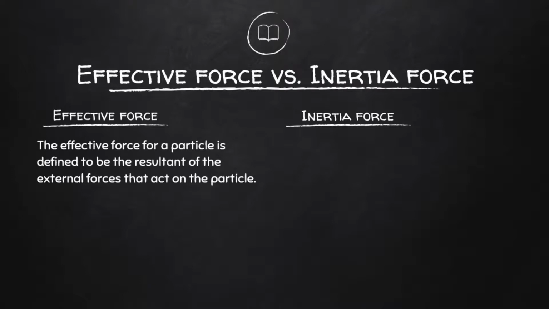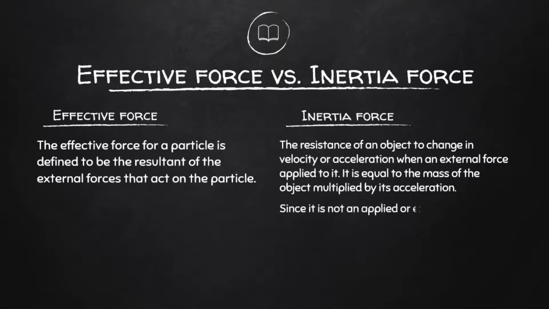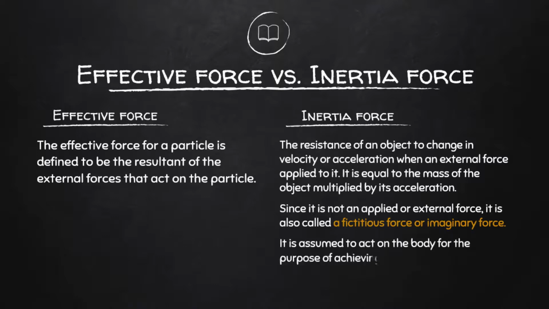When an external force is applied on an object, it will resist a change in velocity or acceleration. This resistance is called the inertia force. It is equal to the mass of the object multiplied by its acceleration. Since it is not an applied or external force, it is also called a fictitious force or imaginary force. It is assumed to act on the body for the purpose of achieving equilibrium, applying the laws of statics.